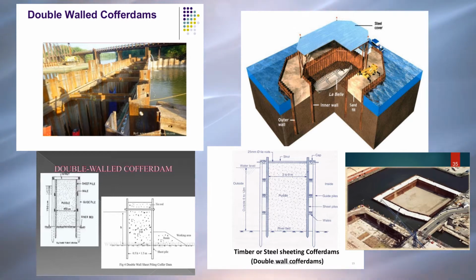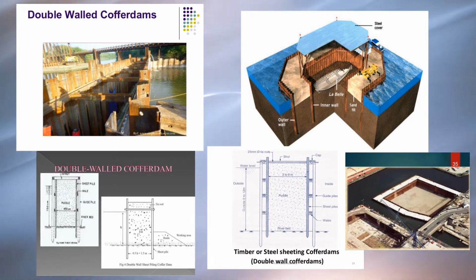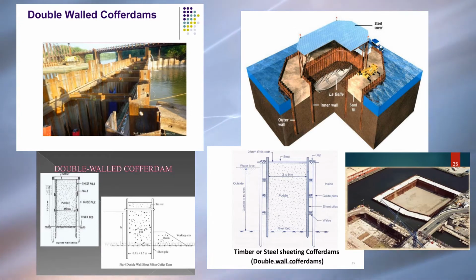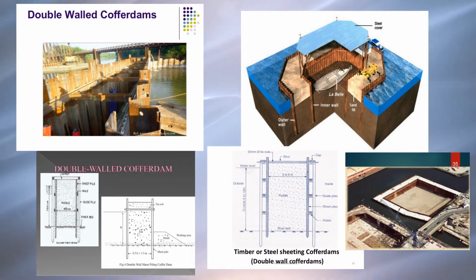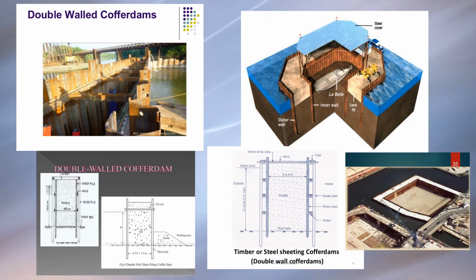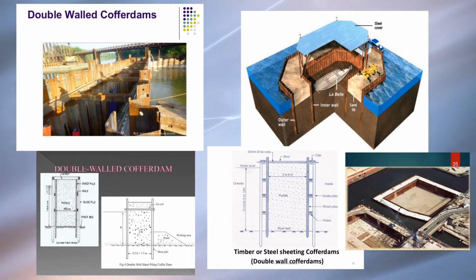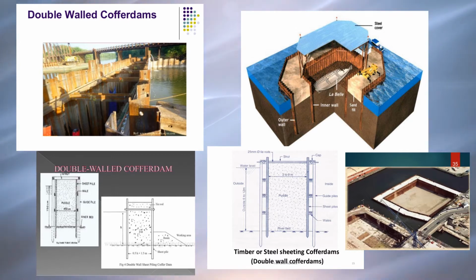Double wall cofferdam. Its construction is essentially the same as that of a single wall cofferdam, except that in place of one wall, a pair of walls with a gap in between is used all along the boundary of the space to be enclosed. This type of cofferdam can be used in water depths up to 12 meters.